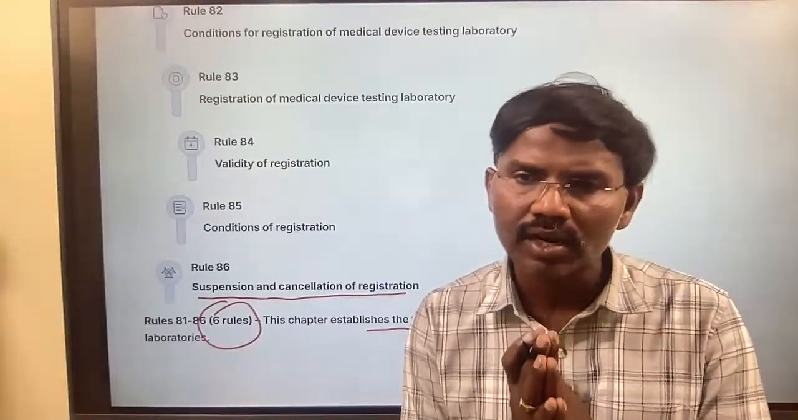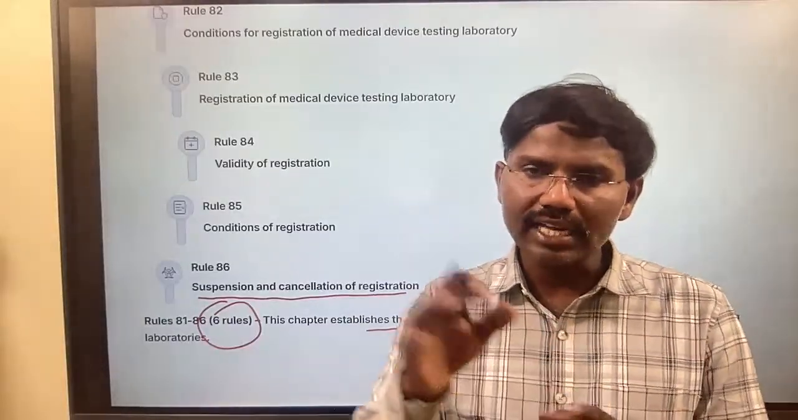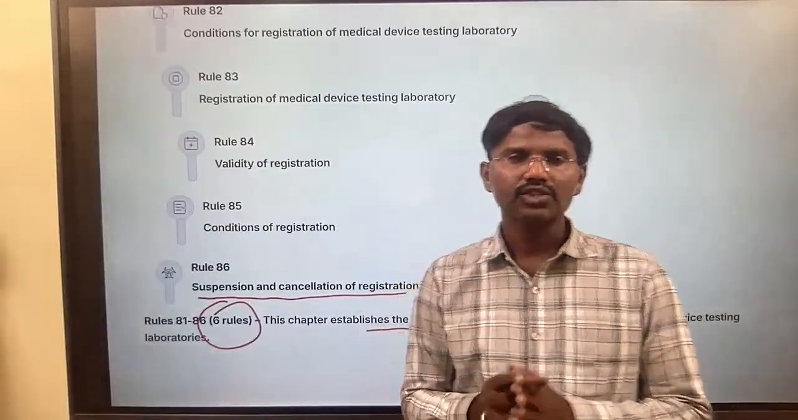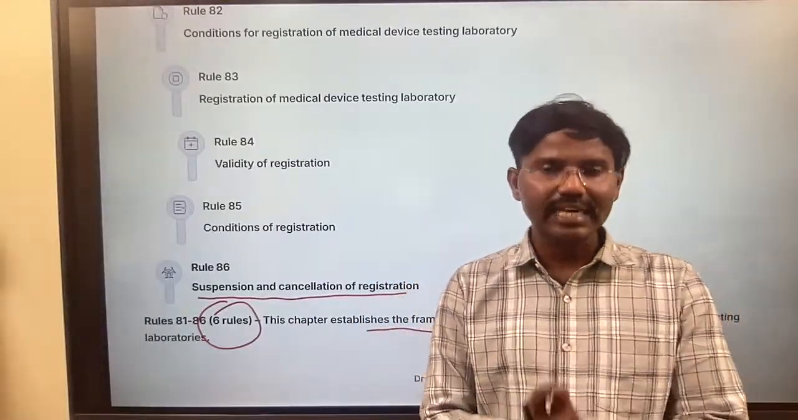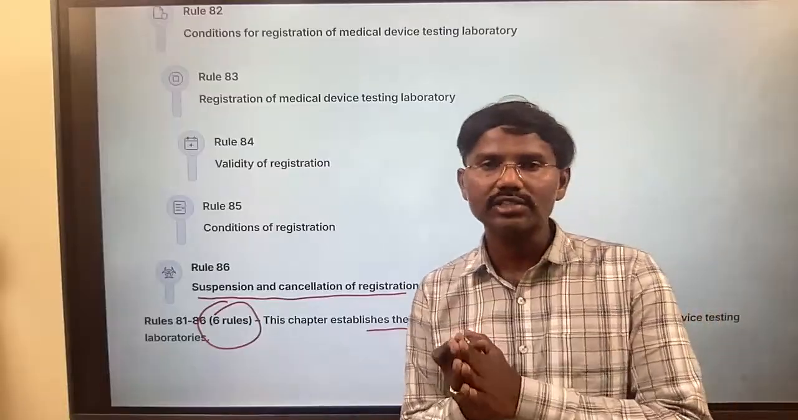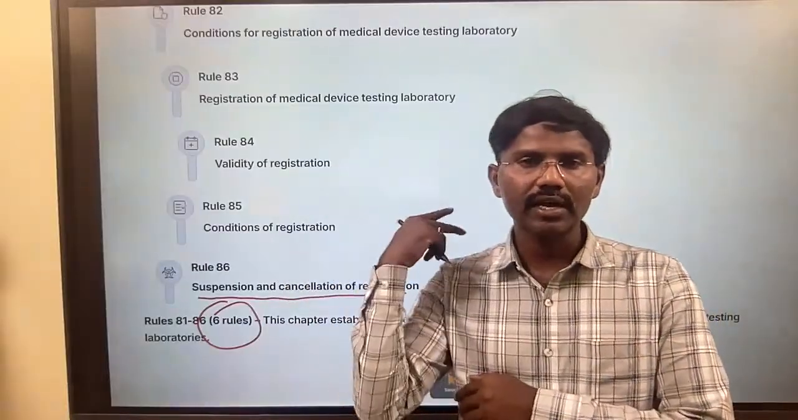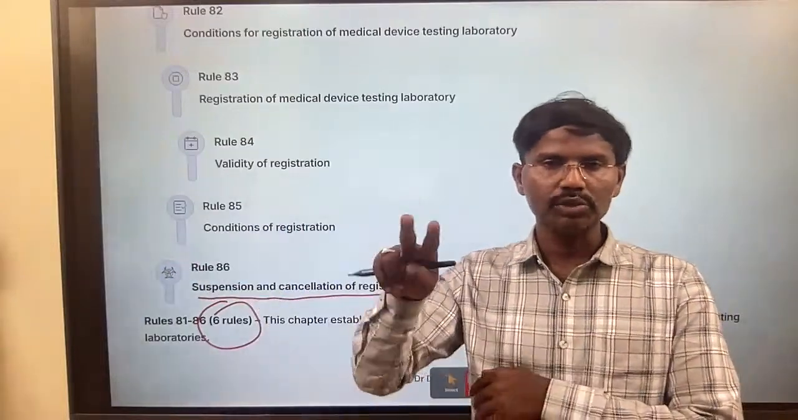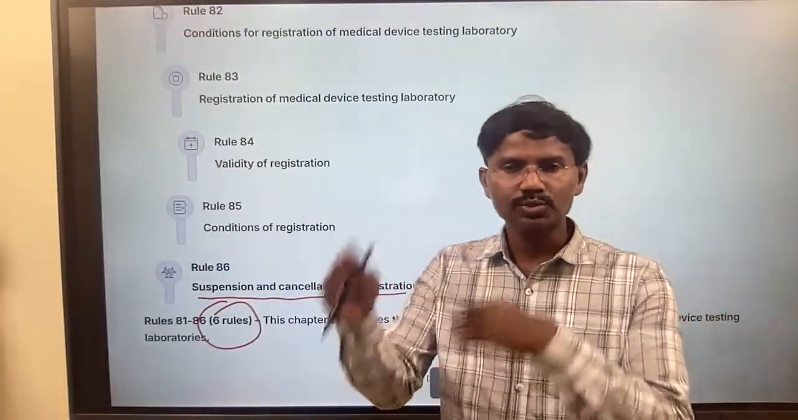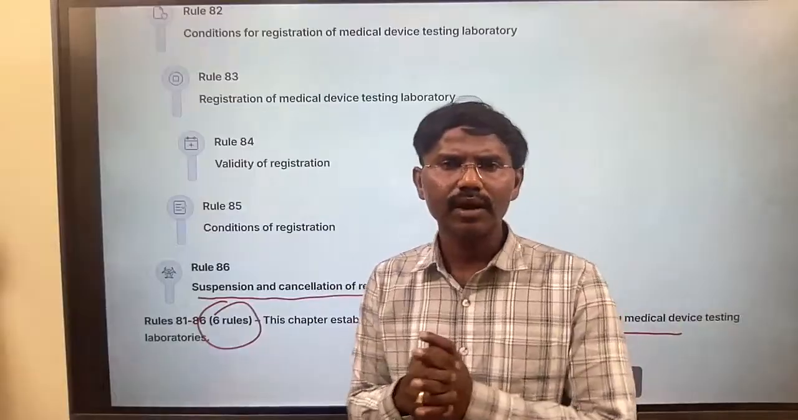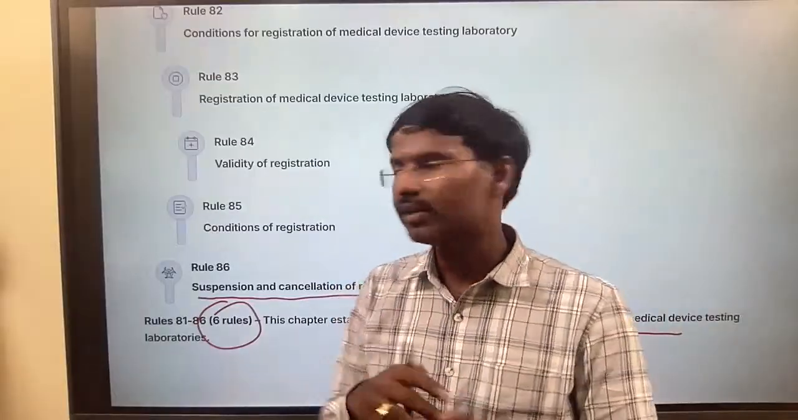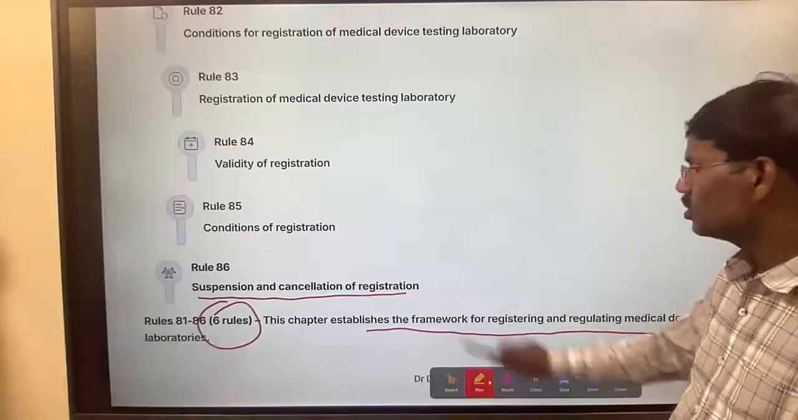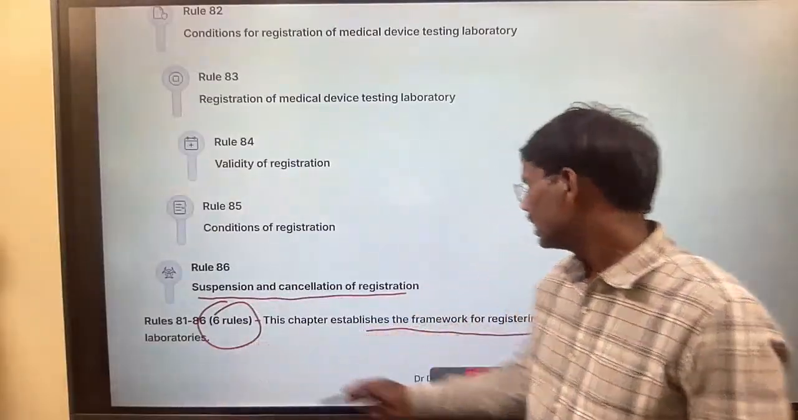Okay, chapter 10, I'll tell you how to remember. I have another slide, I'll tell you. Don't worry. So chapter 10 talks about testing laboratory. Chapter 9 talks about testing officer and medical device officer, drug inspector and testing officer. Both people. So like that you just revise as many times as you want, then you will be remembering. This is how chapter 10 talks about 6 rules and it talks about testing laboratory.